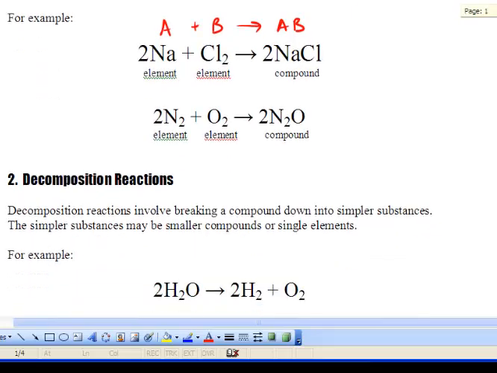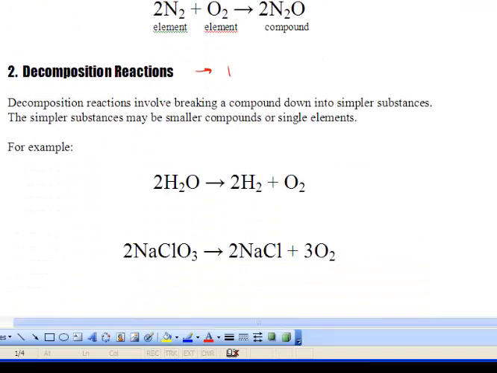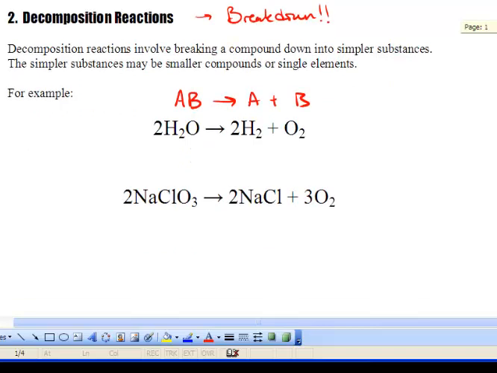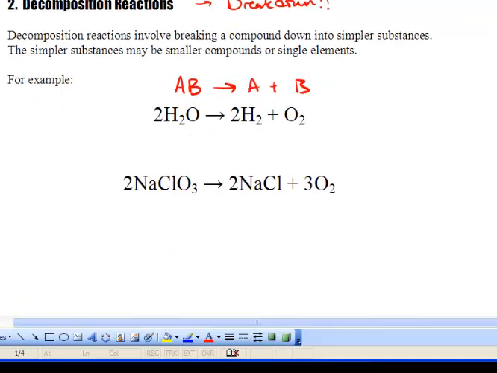All right. Next, we've got decomposition, and this is breakdown. What we start with, and you'll be able to notice this, is we start with something large. We start with a molecule, and we get its elements. So we start with AB, and we break it down into A plus B. Decomposition reactions involve breaking a compound down into smaller or simpler substances. The simpler substances may be smaller compounds or even single elements. So let's check this one out. We've got NaClO3, and we get NaCl plus O2.